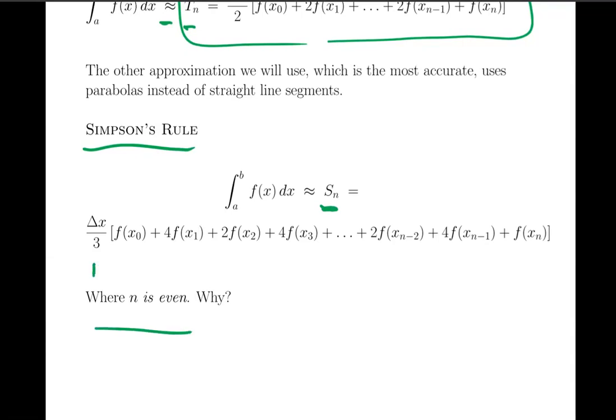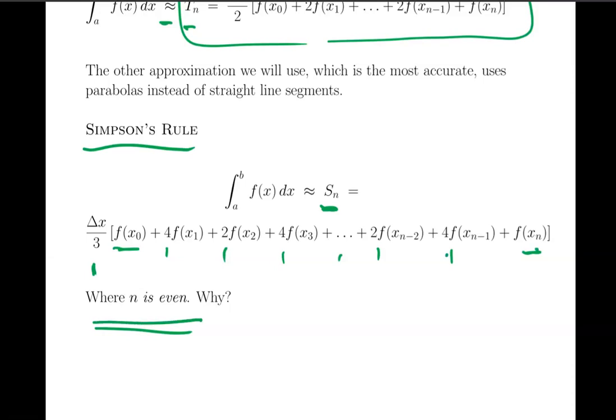Notice that this is delta x over 3, and then there's a pattern in the middle. So f(x0) and f(xn) contribute just 1. And then the next two inside are 4, and the next two inside are 2, and the next two inside are 4, etc. So it goes 1, 4, 2, 4, 2. The penultimate is 4. I love that word. And then the last one is 1. That's why n has to be even.